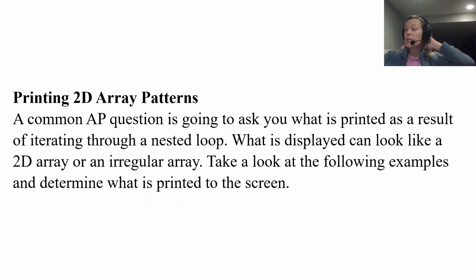All right. The last thing we're going to talk about in this lesson is printing two-dimensional array patterns. This is more geared towards those of you at AP. It's a common question where they ask, what is printed as a result of iterating through a nested loop? We've practiced this before in earlier units when we were dealing with looping and nested loops. But now that we know what we know about two-dimensional arrays, we're going to revisit these questions, because sometimes the nested loop questions are just that. They're just nested loop questions, no arrays needed. But sometimes, like we're going to see in a moment, they use two-dimensional arrays to try and see what's printed.